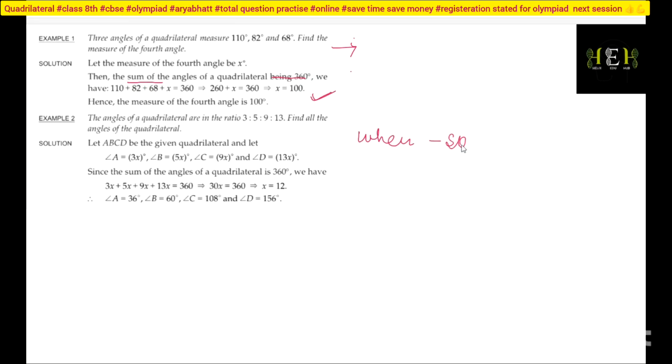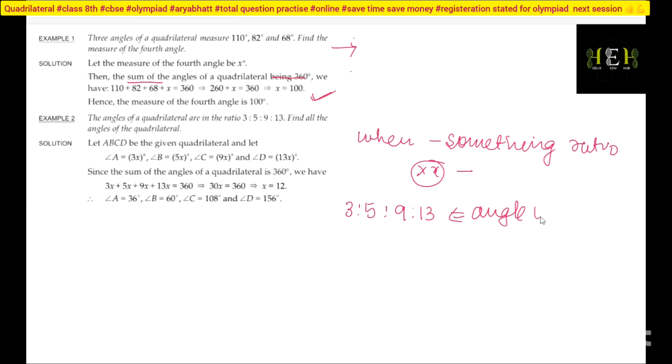We have something in ratios. What we do is we always multiply by x and say the amount is that much x only. Okay, since here is given 3:5:9:13, these are the angle ratios, the angle ratio of the quadrilateral. So our task will be what? The angles are nothing but 3x, 5x, 9x and 13x.